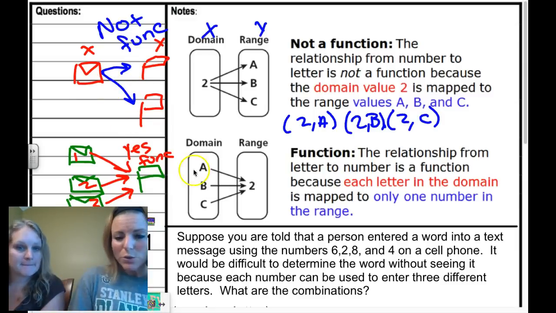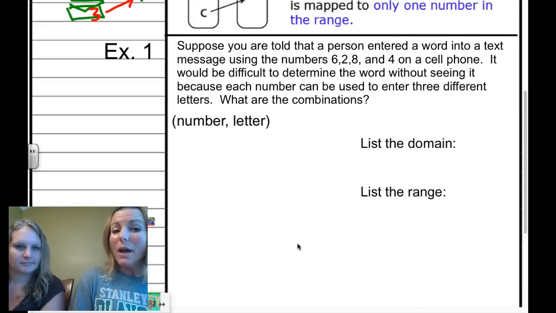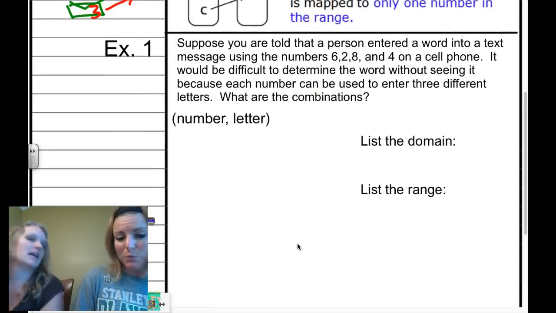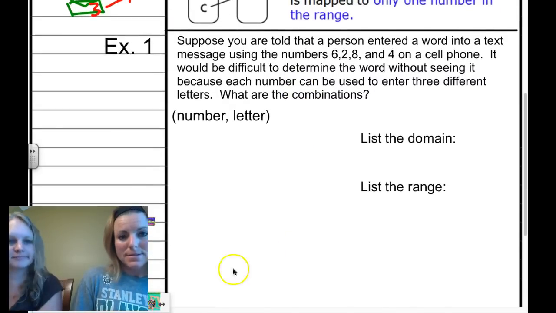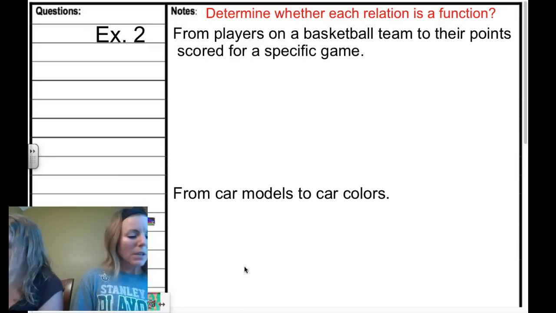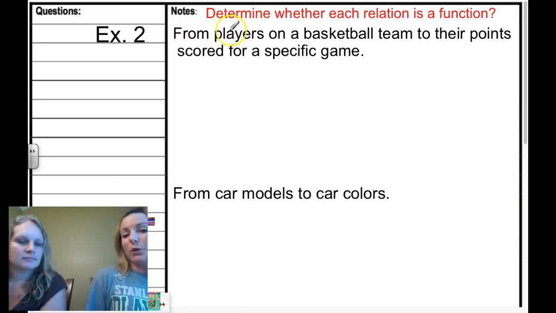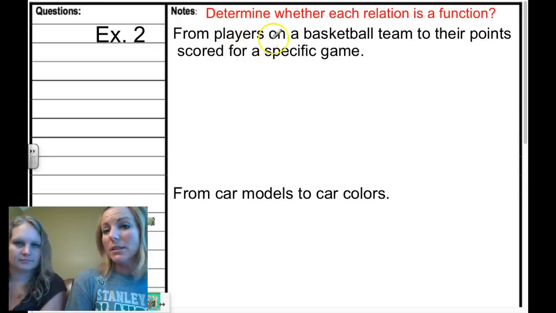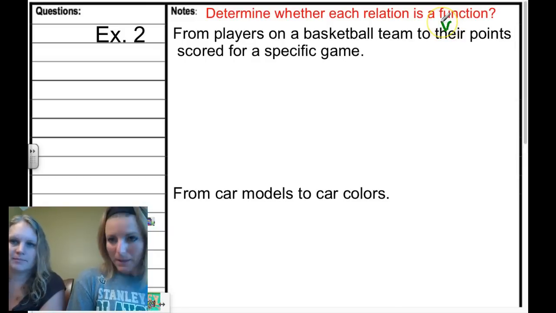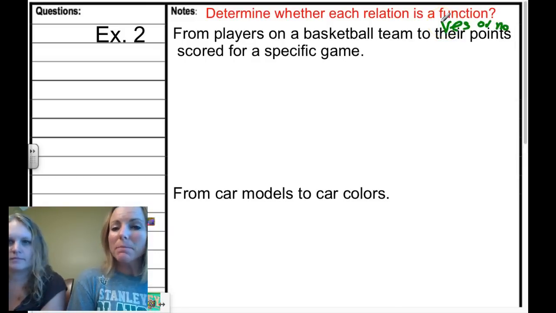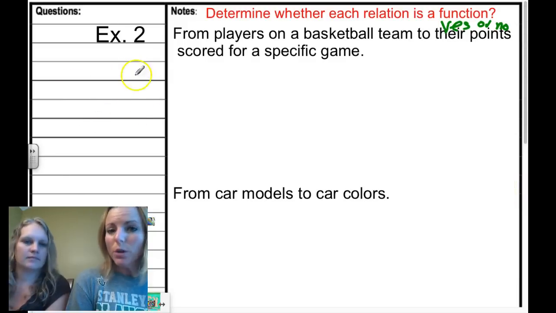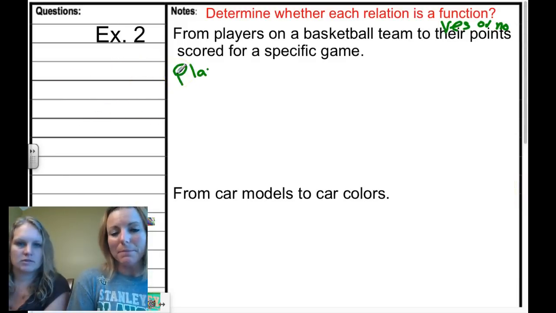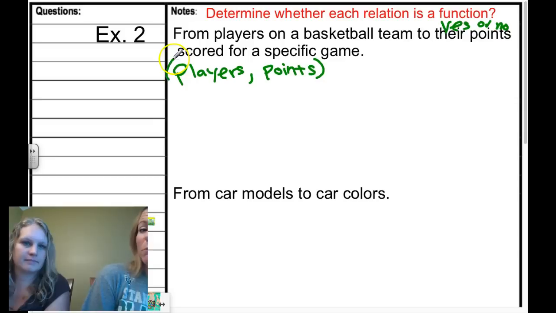So let's go down and look at example 1. However, we decided we're going to wait for example 1 and do it with the class because it's a lot more fun. Example 2. Now instead of giving you numbers, we're going to use words. We're going to determine whether each relation is a function or not. Yes or no? From players on a basketball team to their points scored for a specific game. Players are first, and then the points are second. So players is our X, points is our Y.